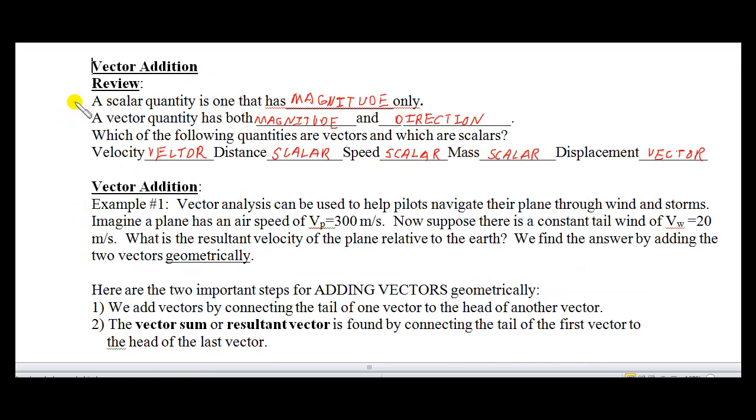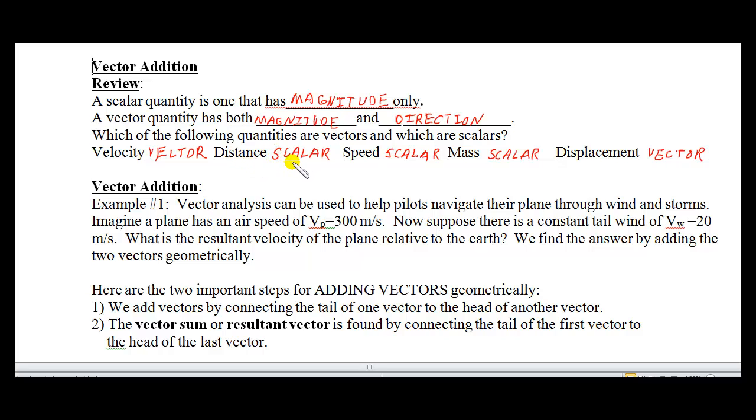All right, let's check some answers. Scalar quantity has magnitude only. Vector quantity has both magnitude and direction. Which of the following are vectors and which are scalars? Well, velocity is a vector. There's v for velocity and v for vector. That's one way to remember that. I misspelled this here, but you can correct that.